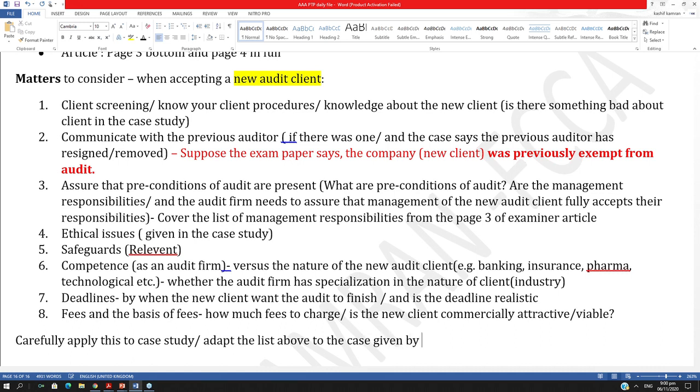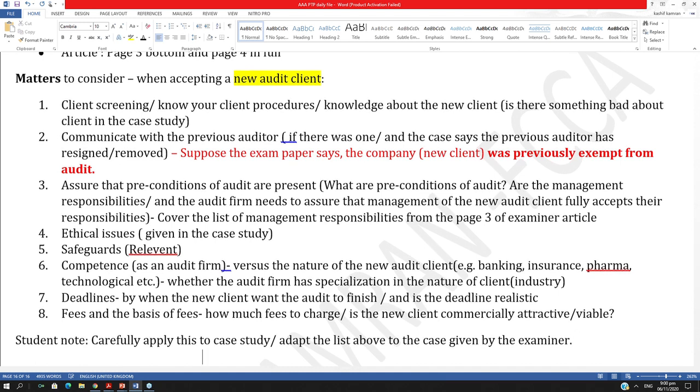You cannot just rote learn the list, right? Adapt the list above to the case given by the examiner. And we will be doing the practice shortly on that. So this is a very important note for the student, right? Okay, should we move to the second element, matters to consider when accepting additional services from an existing client?